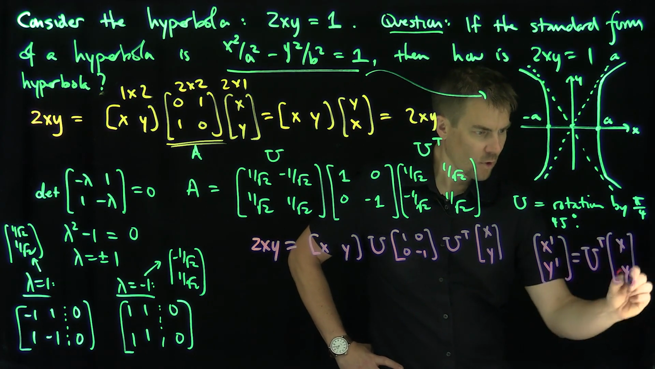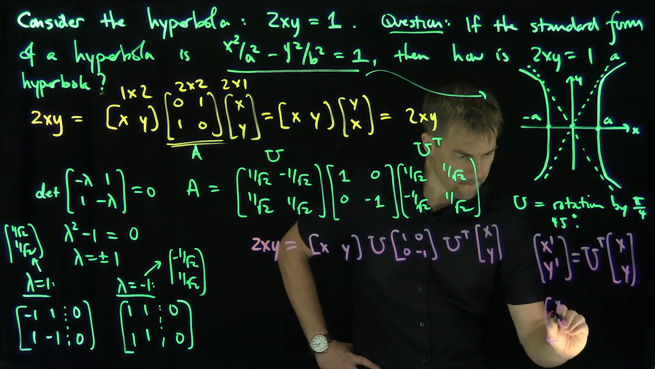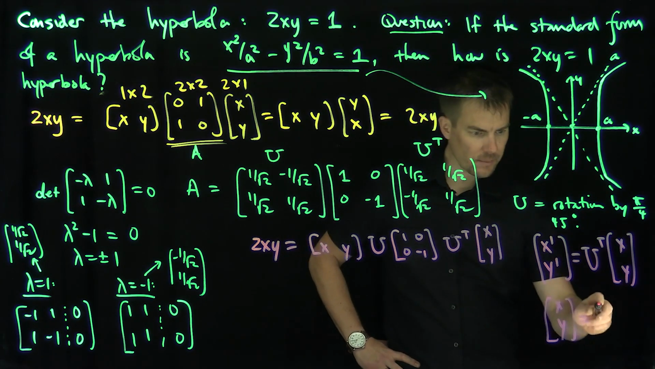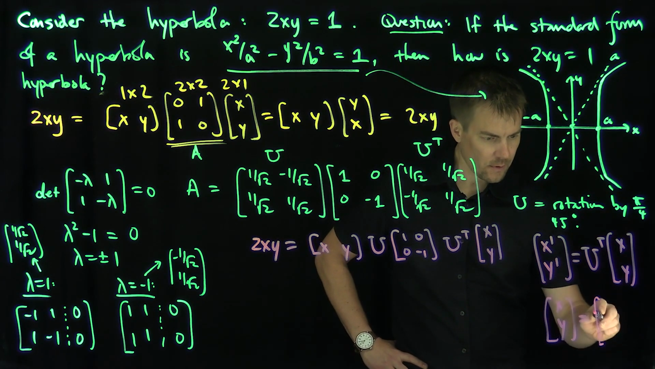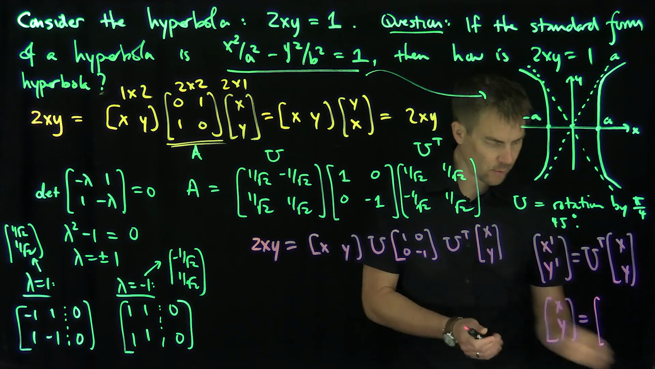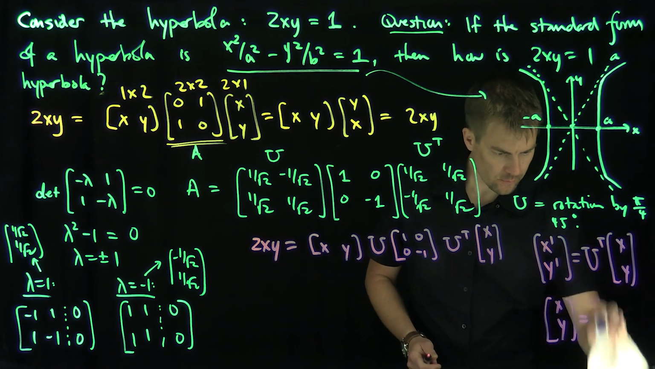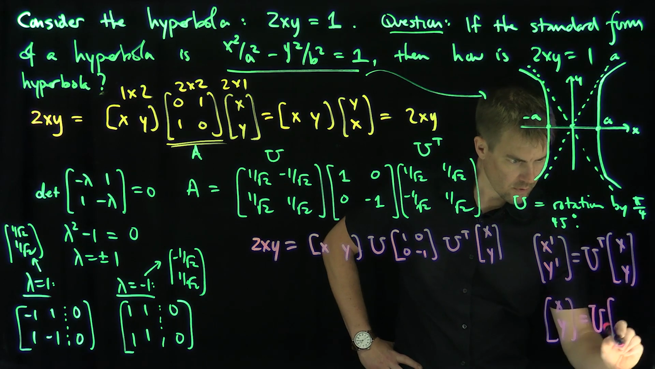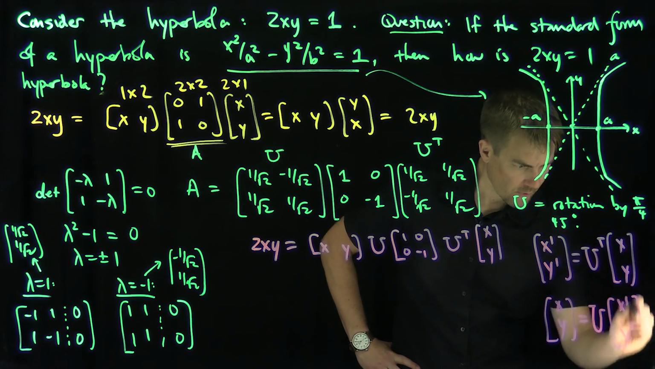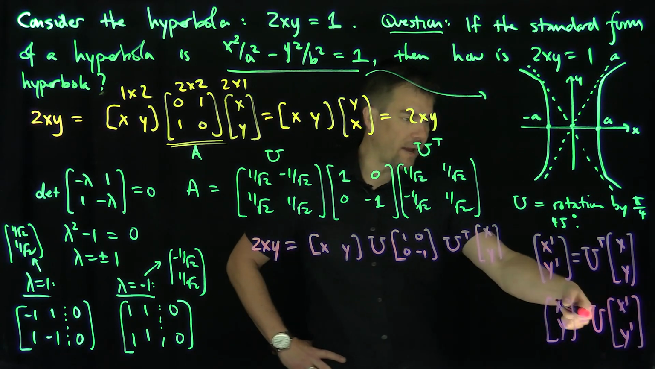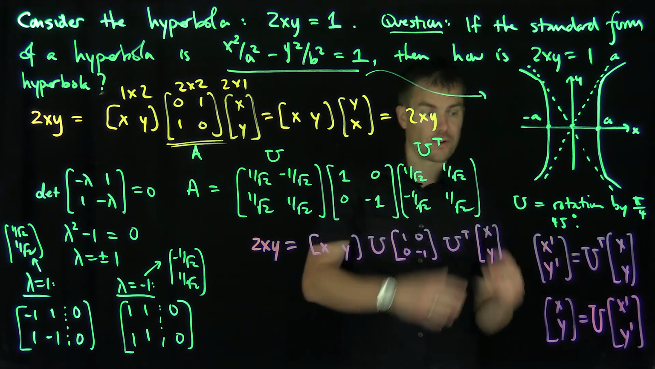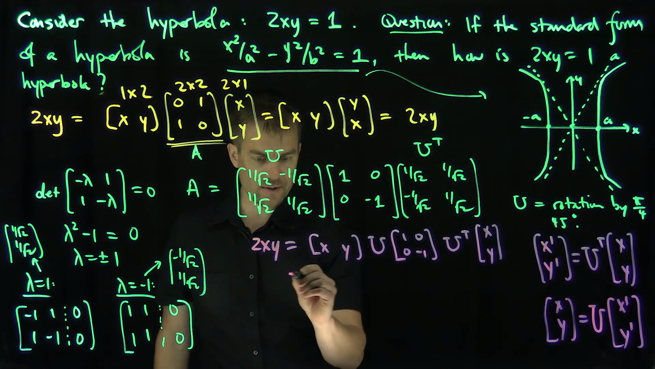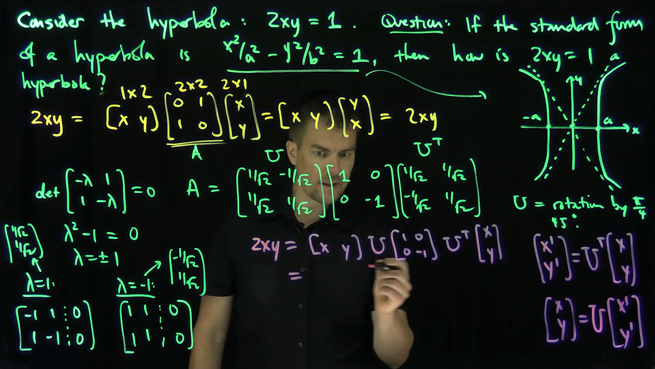Which tells me that x, y is equal to what? x, y is going to be equal to U transpose, just U, because it's a self-inverse, right? It's just going to be U times x prime, y prime. In other words, this is a change of basis to rotation by 45 degrees, right? And so now what this tells me, if I call this x prime, y prime, is that this is exactly equal to what?